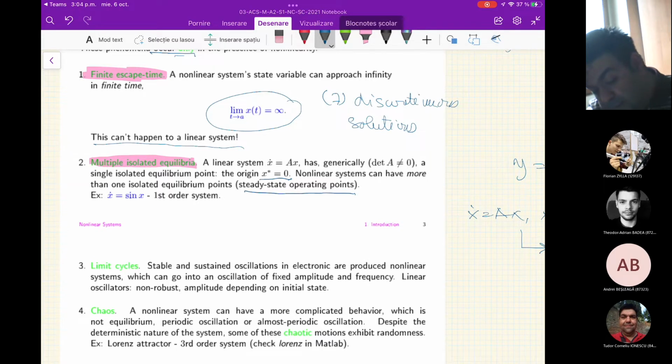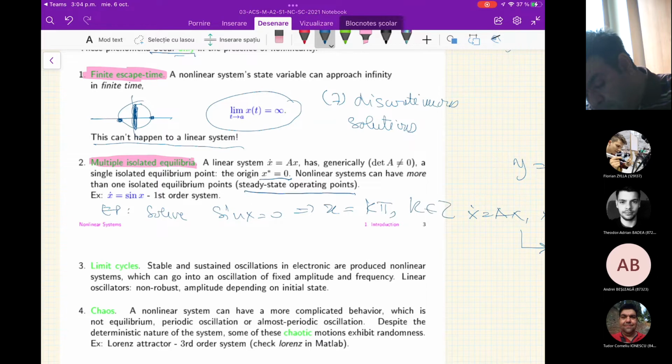The example here is x dot is sine x. So the equilibrium points here solve sine x equal to 0. That means x is what? We have the sine function, yeah? This is the trigonometric circle. So 0, pi. Here the sine is computed on this part. This is the sine. So when is the sine 0? At x equal k pi, k integer. Do you agree? Is it true?